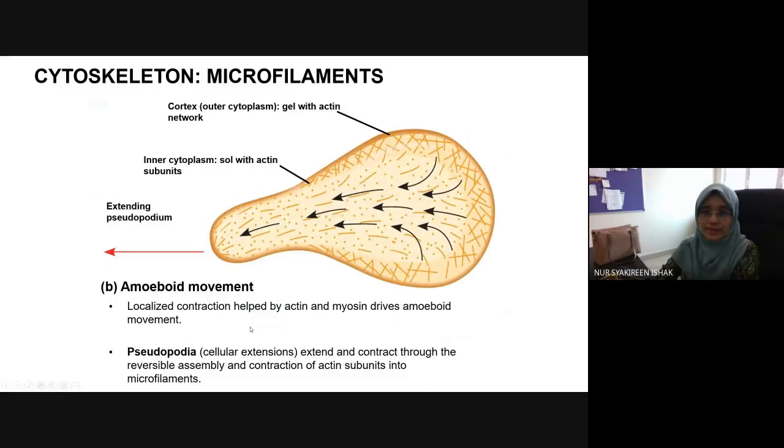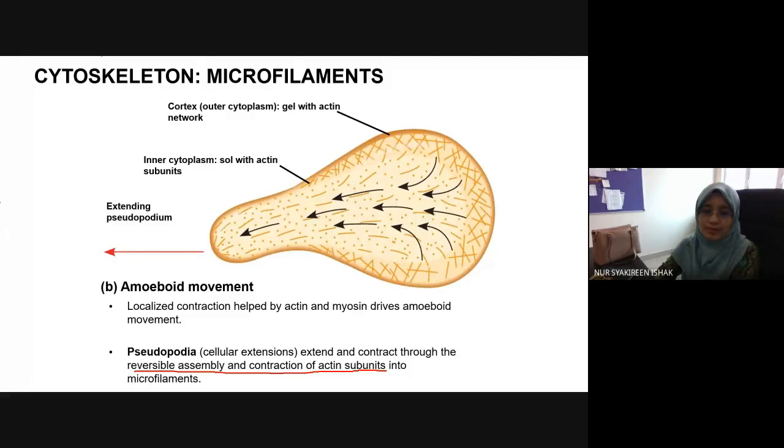So the next example that involves the microfilament is the amoeboid movement. So what is amoeboid movement? It is localized contraction helped by actin and myosin, which helps or drive the movement of amoeba. Okay, so this is pseudopodia, which is cellular extension, extend and contract through the reversible assembly and contraction of actin subunit into microfilament. Tengok dia punya keyword, reversible assembly and contraction of actin subunit.